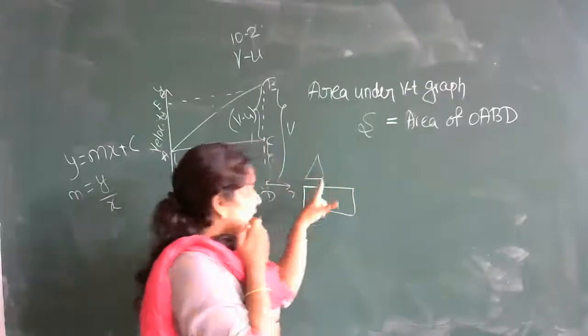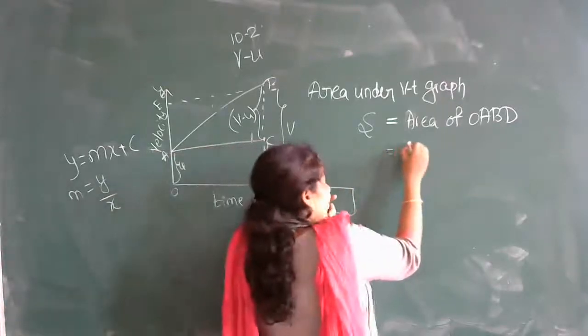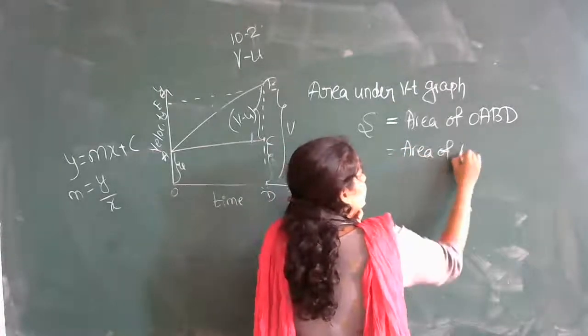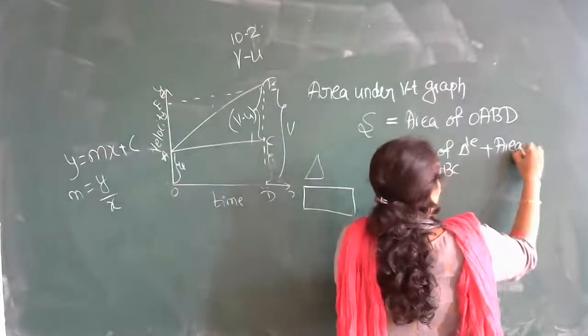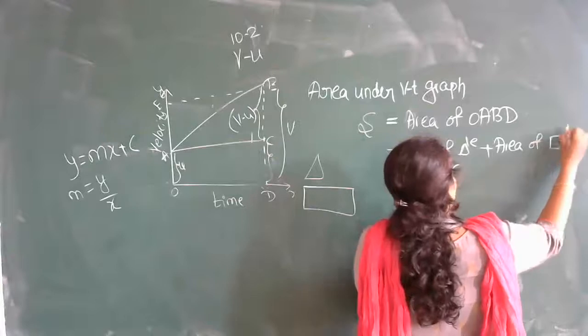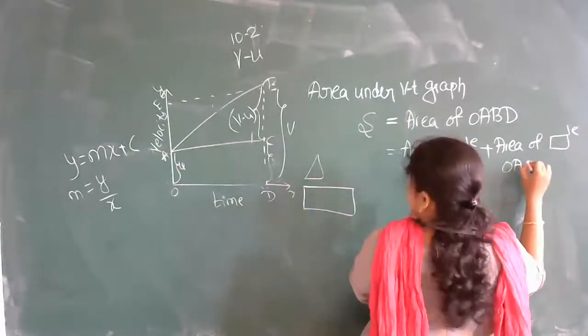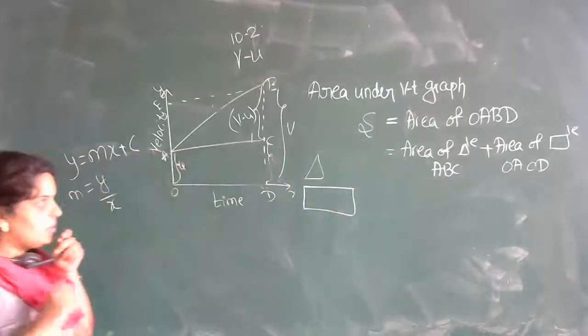So what I am writing here: area of OABD consists of one triangle and a rectangle. Therefore, I can write it as area of triangle ABC plus area of rectangle. What is the rectangle name here? OACD. Till here, is it clear, everyone?